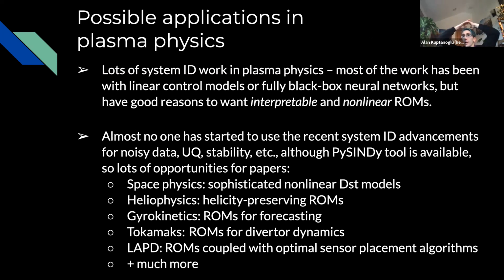Just to flag some possible applications in plasma physics. There's been a lot of system ID work in this field. Most of it has been done either with linear control models or fully black box neural networks. But it would be nice to have a transition between the two that are interpretable nonlinear ROMs. Basically no one has started using these advances in the plasma physics field yet. But the PySINDy tool is out there, so we think there are lots of opportunities. I've just flagged some interesting ones down here. If anyone has questions, I'm happy to discuss them in more detail.